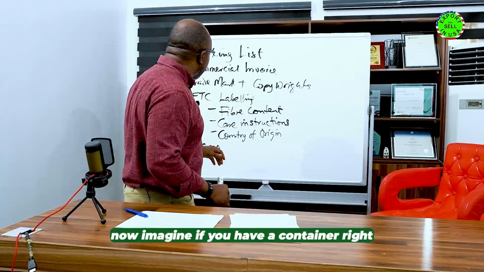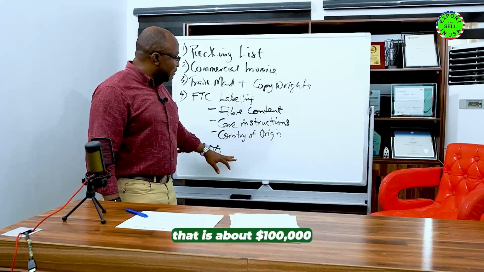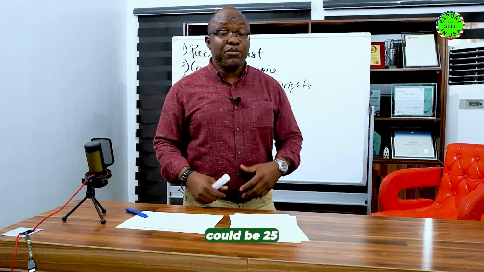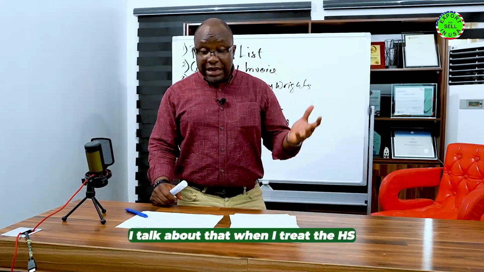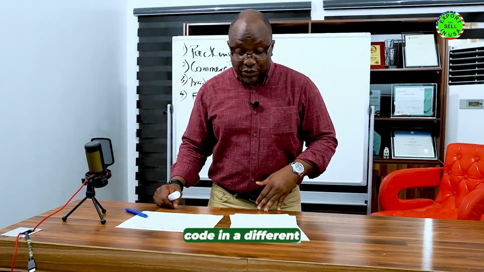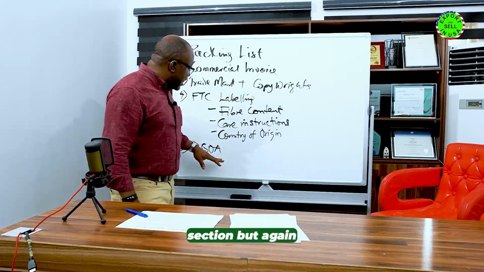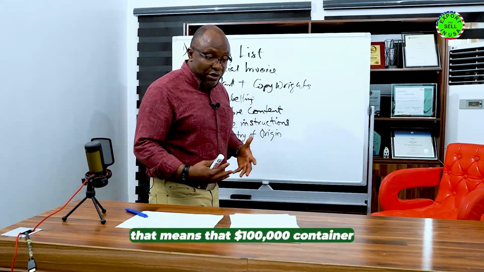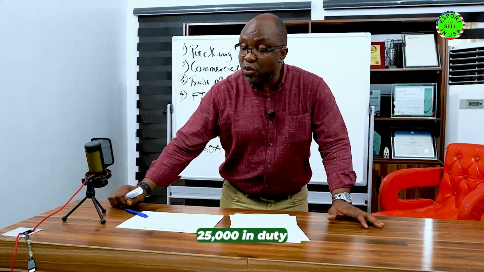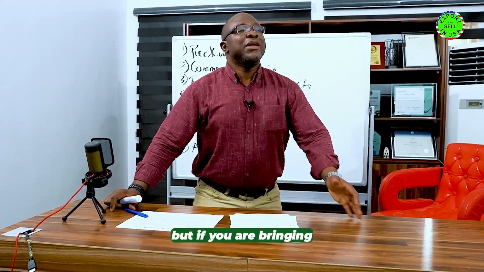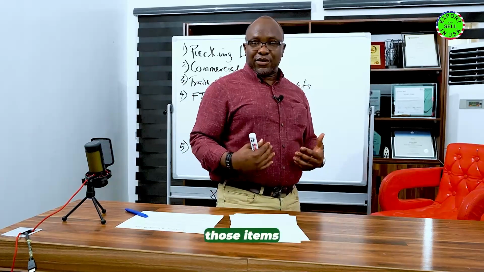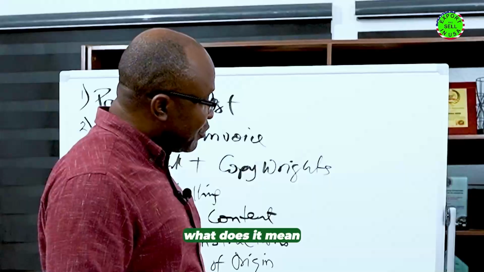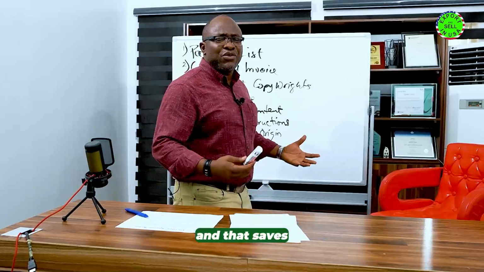Now, imagine if you have a container that is about $100,000. And normally the duty coming from China could be 25, could be 30%. I talk about that when I treat the HS code in a different section. But again, if the duty is 25%, that means that on a $100,000 container, you're going to pay $25,000 in duty. But if you are bringing those items from an AGOA eligible country, what does it mean? Your duty becomes zero.